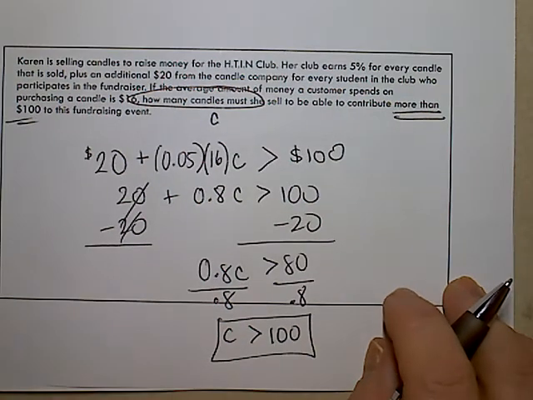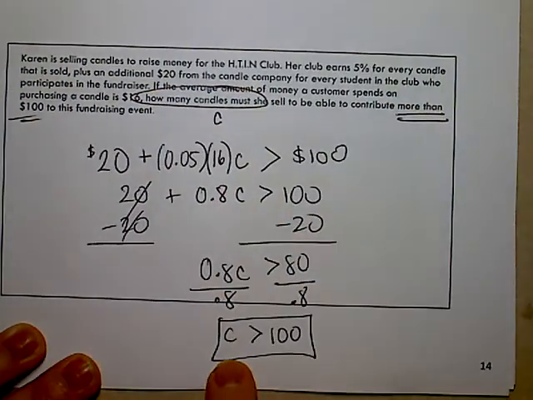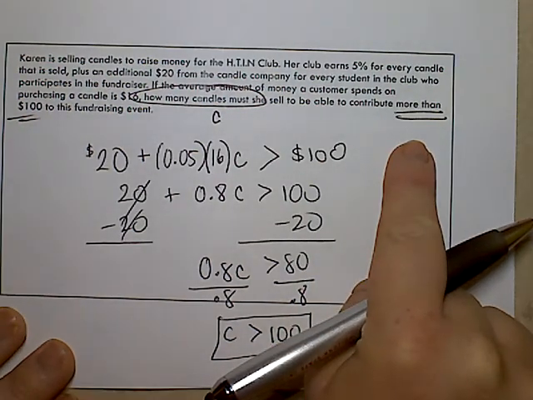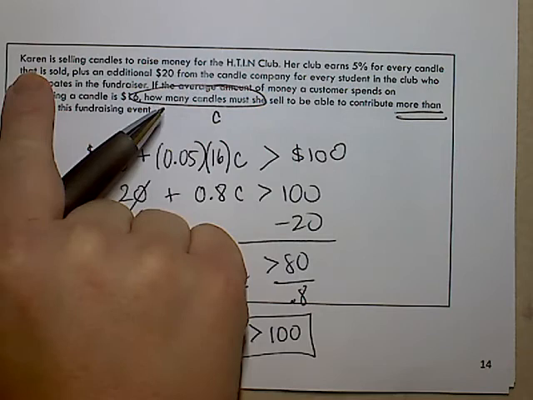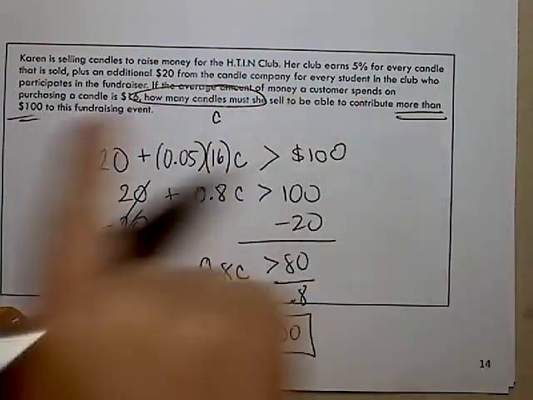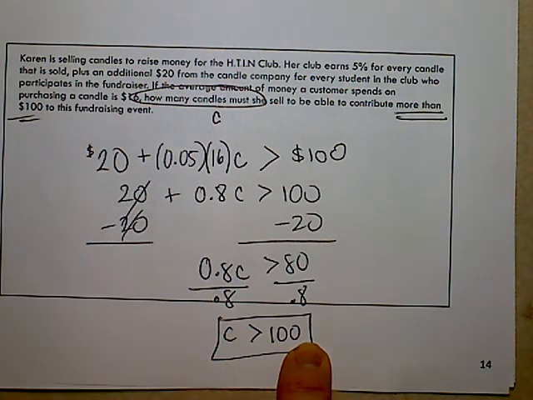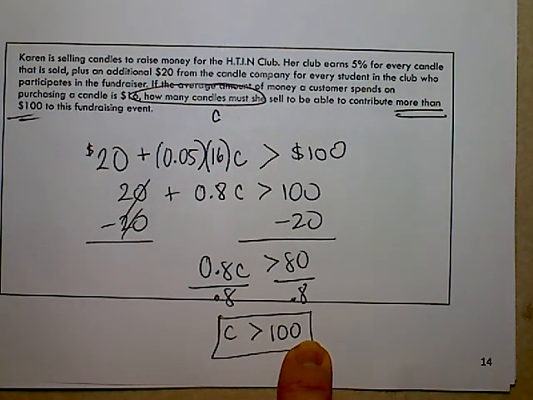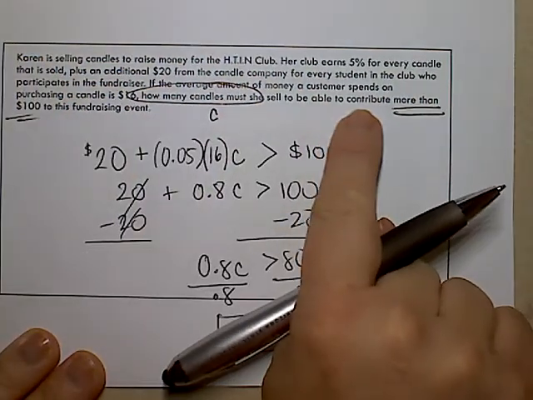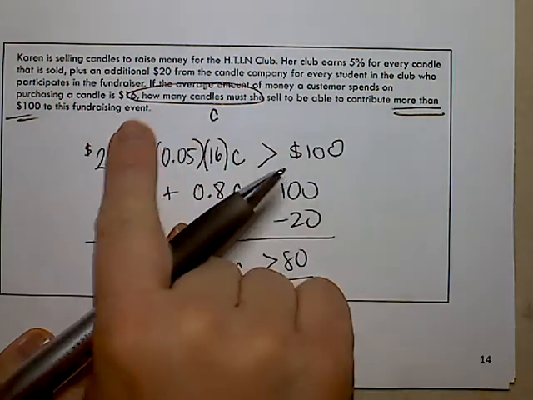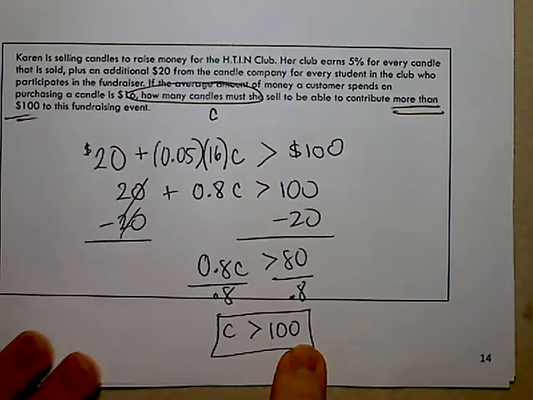What does this mean? It means candles, because that's what my c is. Candles are greater than 100. So you're going to have to write a sentence here. In order for Karen to be able to contribute more than $100, she must sell more than 100 candles. You need to write it as a sentence. Make sense of your answer. In order for Karen to contribute more than $100 to this fundraiser, she must sell more than 100 candles.